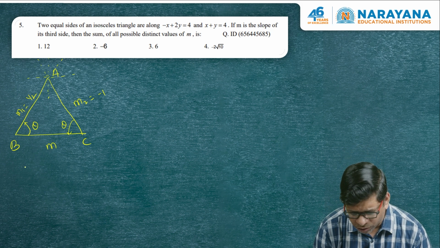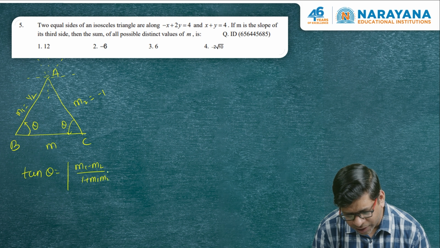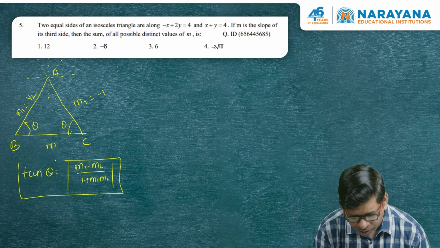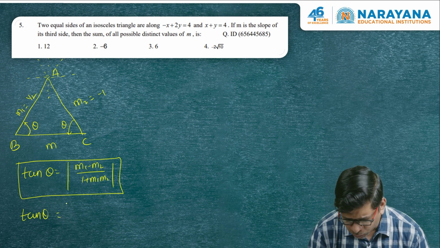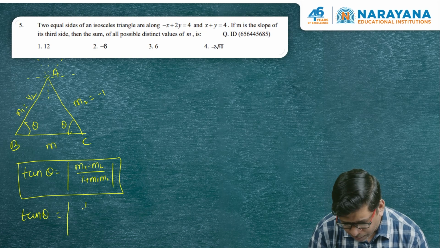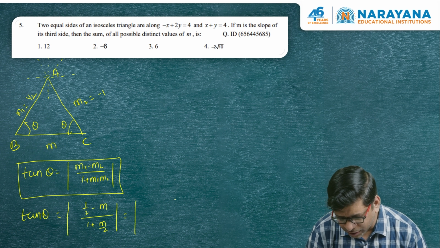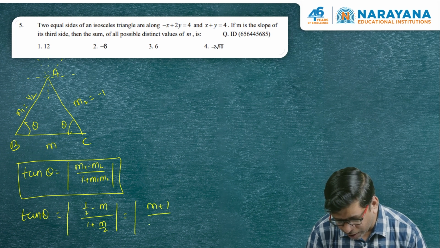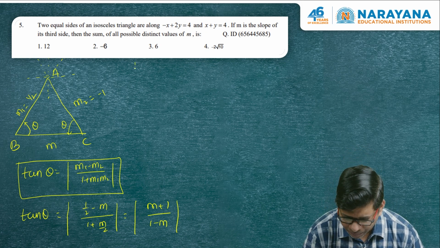Second method is, as we used directly, tan theta equals to mod m1 minus m2 by 1 plus m1 m2. Standard result for finding the angle between two lines. So use this formula for finding the angle theta at B and the theta at C. So if you use at B, it will be m1 minus m2 by 1 plus m1 m2. If you use at C, then it is m1 minus m2 by 1 plus m1 m2. And both these angles are equal. So both these expressions should be same.